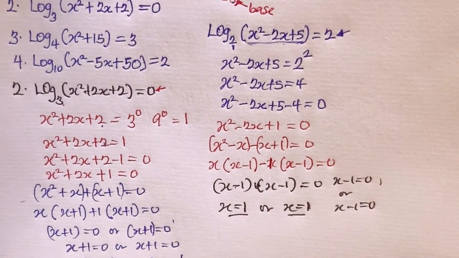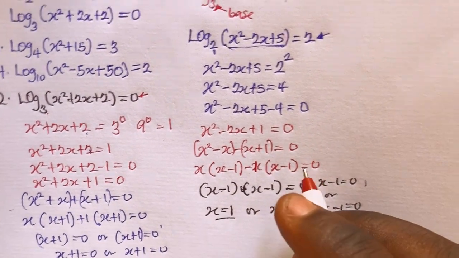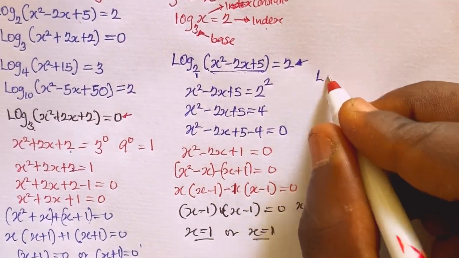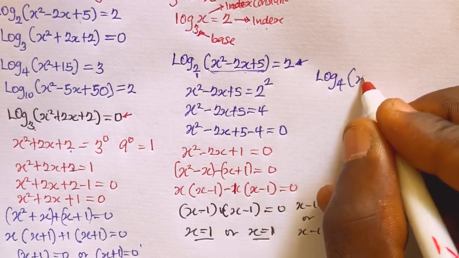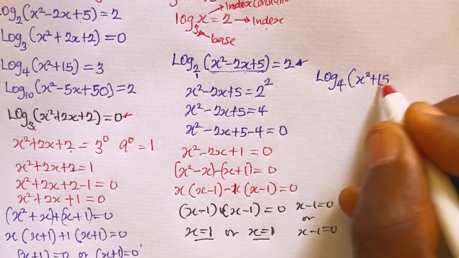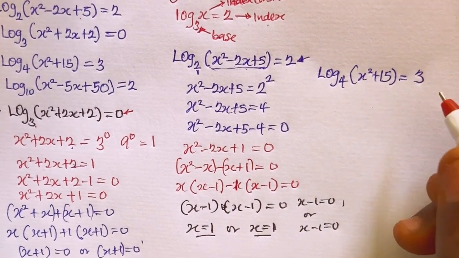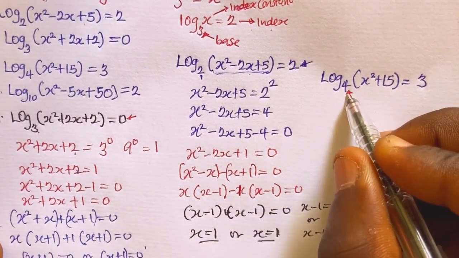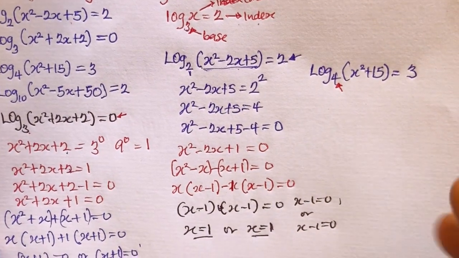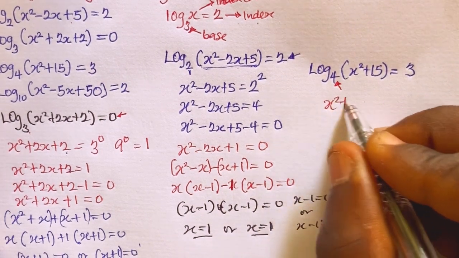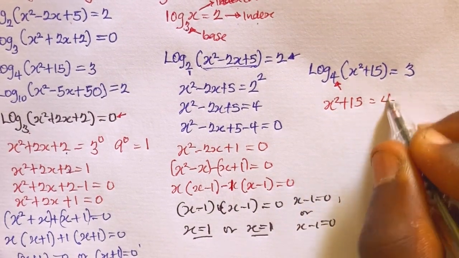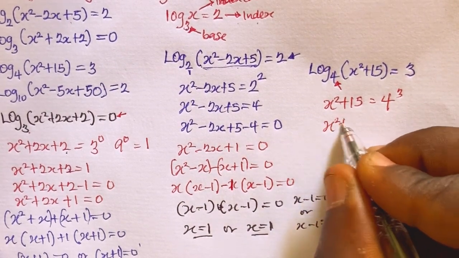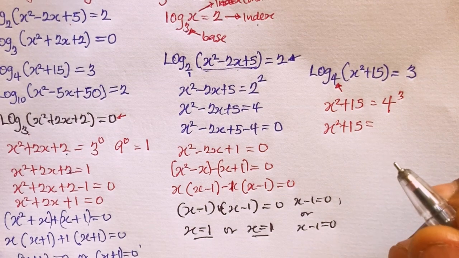The third one that we are given here is log of base 4 into brackets x squared plus 15 equals 3. So what I'm going to do here is the same thing. Where's our base? This is our base. So here we're going to have x squared plus 15 equals 4 raised to the power of 3.